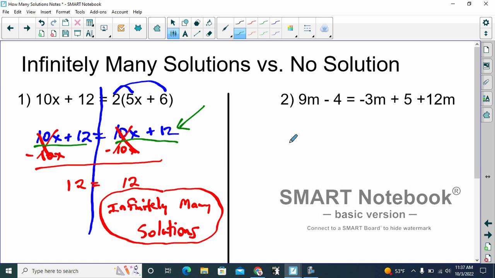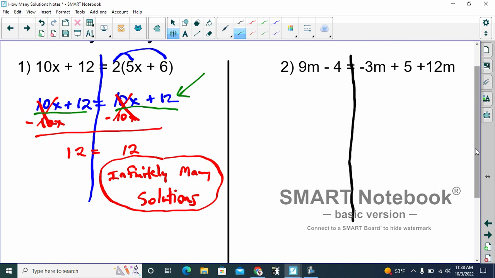Taking a look at example 2, we have 9m minus 4 equals negative 3m plus 5 plus 12m. Equal signs right here. I don't have anything I can distribute. I do have some like terms on the right side of my equation, negative 3m plus 12m. We should probably combine those up.